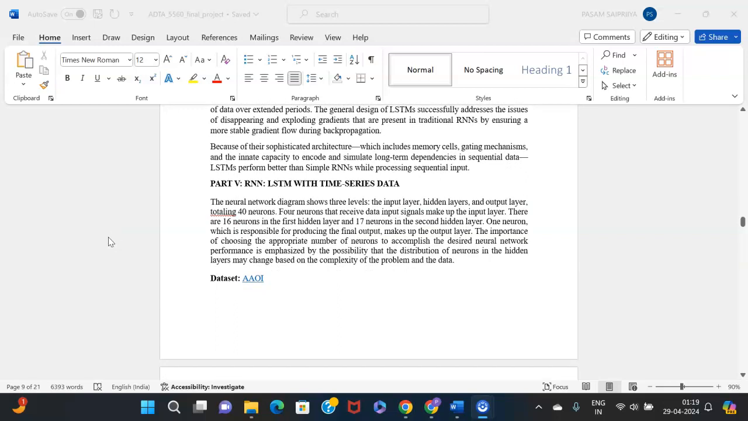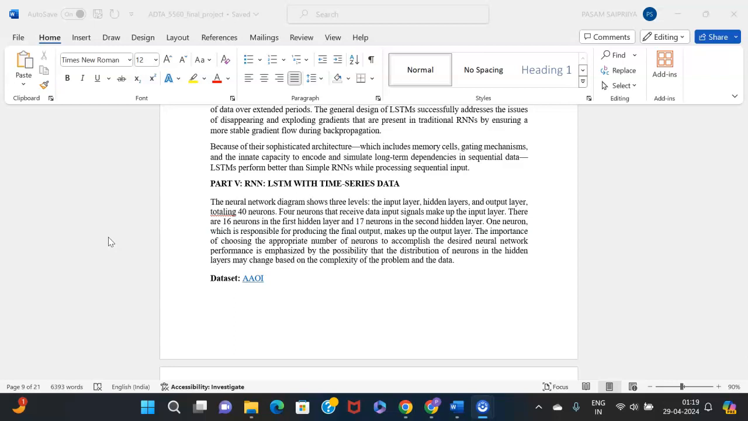LSTM with time series data. The neural network diagram shows three levels: the input layer, hidden layers, and output layer, totaling 40 neurons. Four neurons that receive data input signals make up the input layer. There are 16 neurons in the first hidden layer and 17 neurons in the second hidden layer, and one neuron which is responsible for producing the final output makes up the output layer.